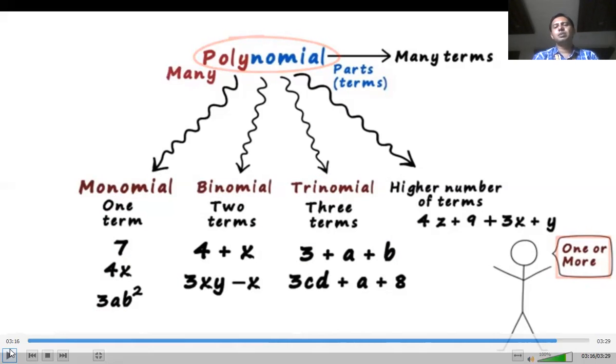If it has three terms, like 3 plus a plus b, or 4x square plus 3x plus 5, or 7x square plus 8y square plus 7z square, so these all are three terms. If it has three terms, it's called trinomial.